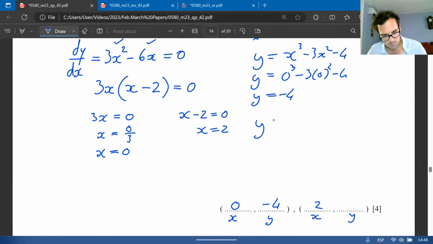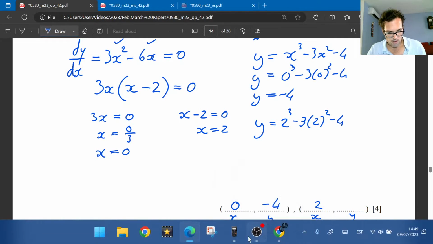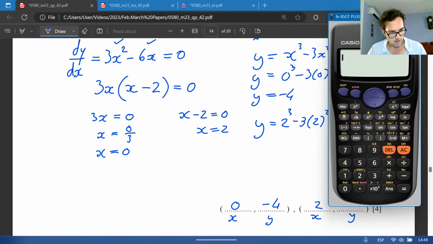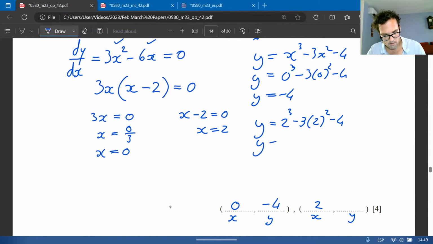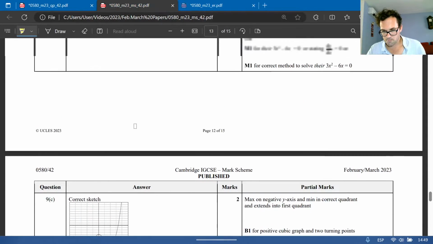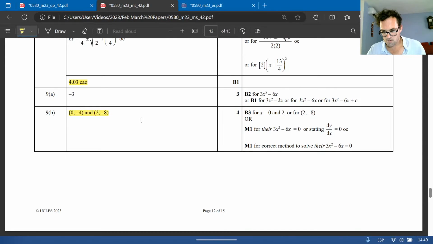Let's do the same now for x equals 2. So that will be 2 cubed minus 3 times 2 squared minus 4. What will be 8 minus 12 minus 4? Don't waste your time, just get the calculator and do it quickly. 2 cubed minus 3 times 2 squared minus 4. y is minus 8. There we go. Minus 4 to minus 8.